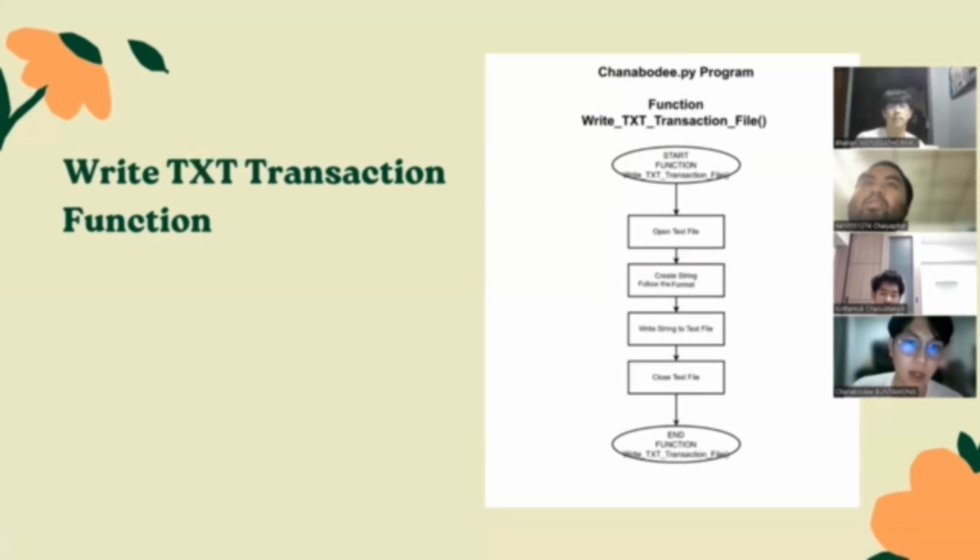For the write text transaction function, first open the text file and then create the string key list of the date and time, key list of the user account, key list of the transaction type, key list of the amount of the money, and the key list of the destination account. Then write the string to the text file and close the text file to end the function.